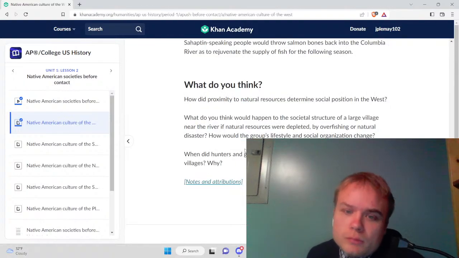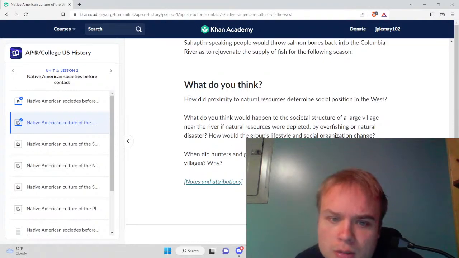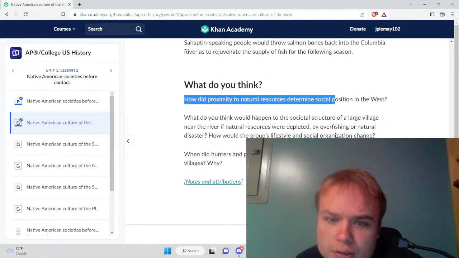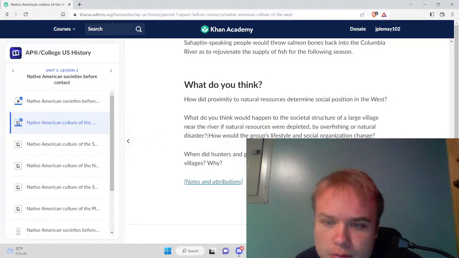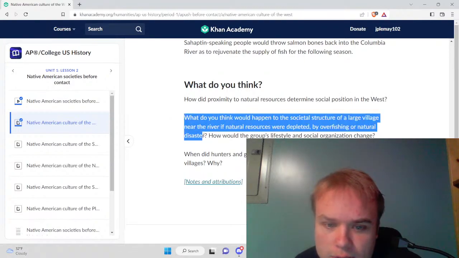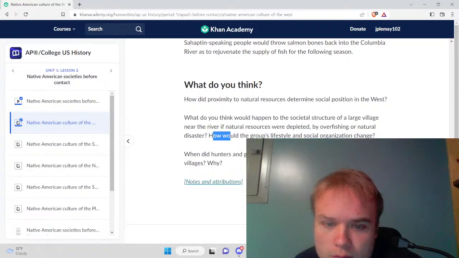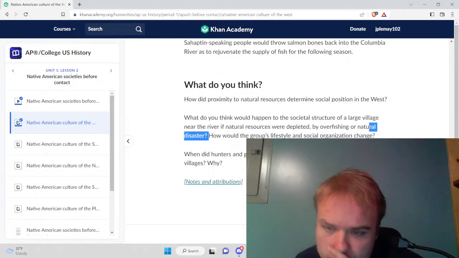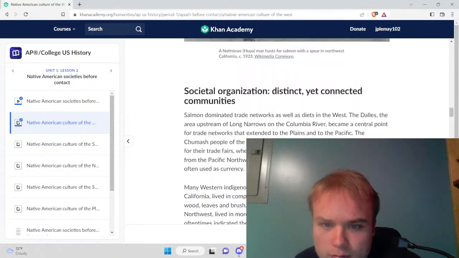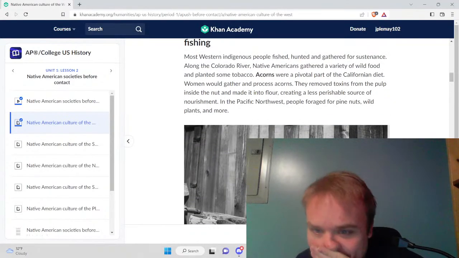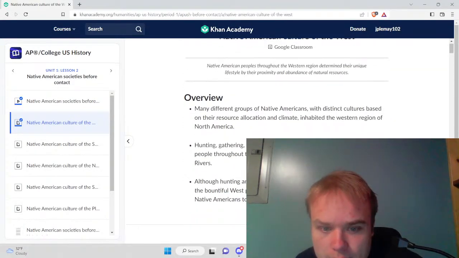Why? Okay, so the more resources you had, the more you stayed in place. And if a large village was depleted, they'd break up, disband, and start hunting. So their social organization would become a smaller tribe, maybe with more resources, and their lifestyle would become more nomadic. Yeah, so when did they live nomadically?